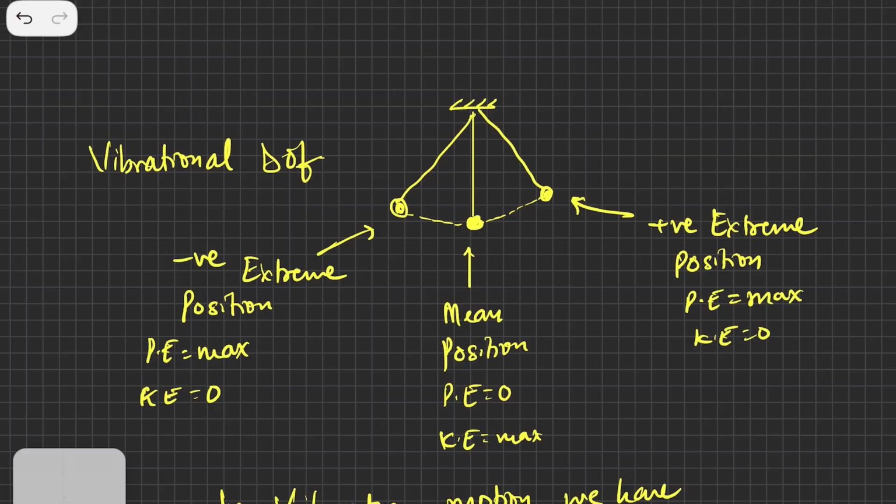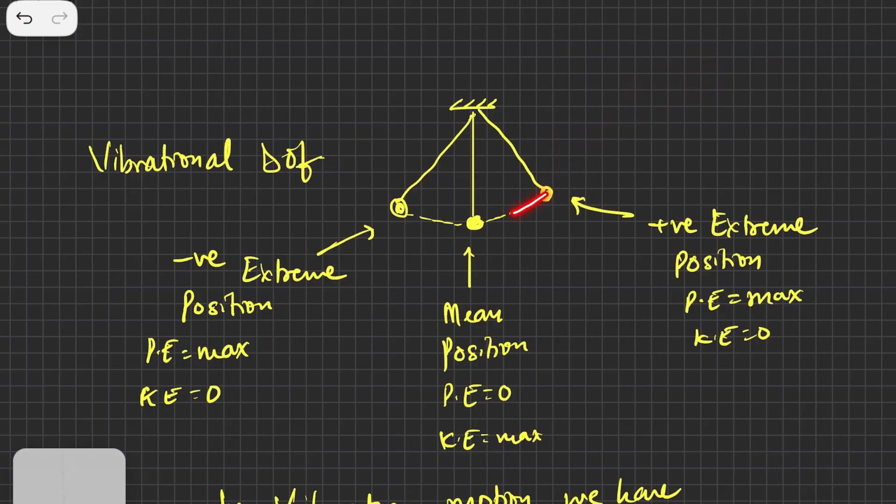This position is called the positive extreme because it's on the positive side, and it's an extreme position because the pendulum is not going above this; it just turns around here, going back and forth. At this point the potential energy is maximum and the kinetic energy is zero, because the bob actually stops momentarily, and if the velocity is zero, the kinetic energy is also zero.